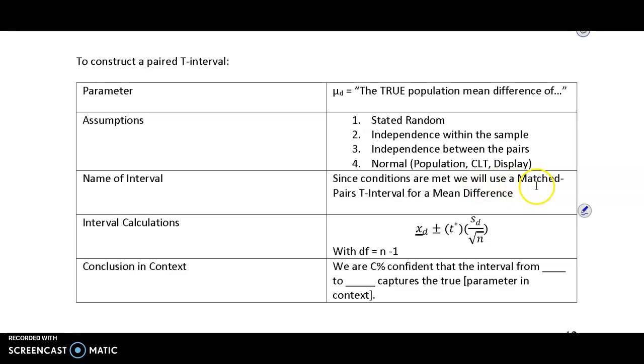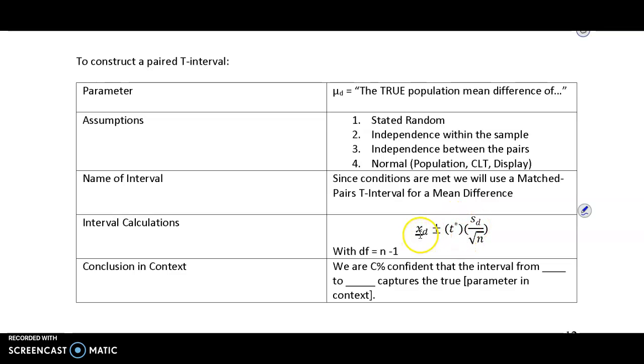Now, if these conditions are met, we will use a matched pairs t-interval for a mean difference, or you can just say a paired t-interval for mu d. We're still going to have our degrees of freedom, n-1, and we'll still use this formula here. So you will need your formula sheet handy so we can find this critical value.